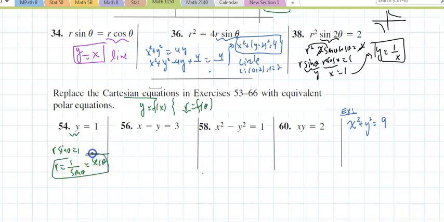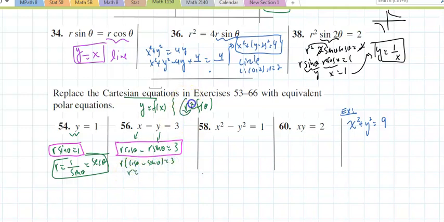Now, for test purposes, once you eliminate x and y out of the equation, you're done. I don't need to clean that up. For 56, isn't that r cosine of theta minus r sine of theta equal 3? Now again, on a test, you're done right here. No need to do any extra work. But for the homework, you want to match it at the back of the book. So this is r into cosine of theta minus sine of theta equal 3. And if I divide, because I want r by itself, that will be 3 divided by the cosine of theta minus sine of theta.